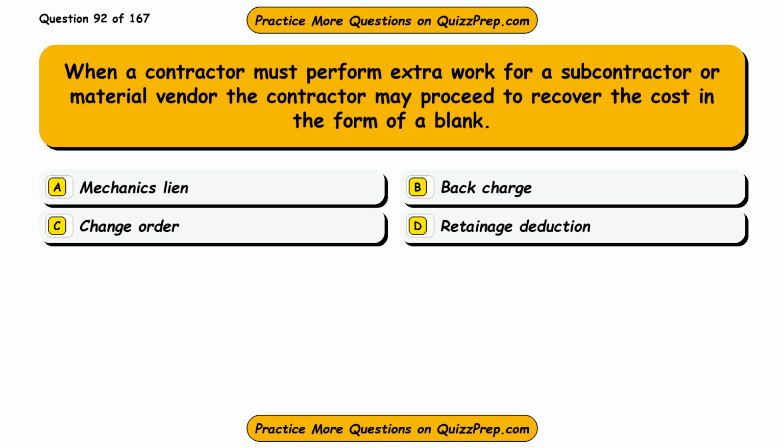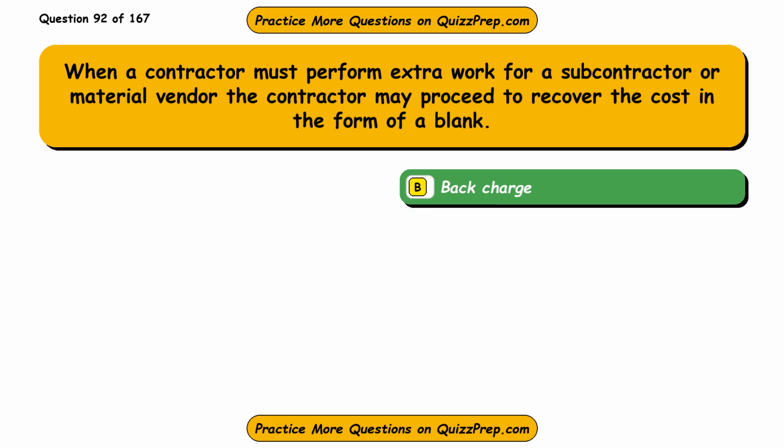Question 92. When a contractor must perform extra work for a subcontractor or material vendor, the contractor may proceed to recover the cost in the form of a blank. Option A, mechanics lien. Option B, back charge. Option C, change order. Option D, retainage deduction. The correct answer is option B, back charge.